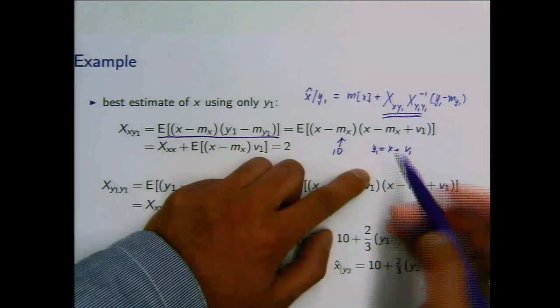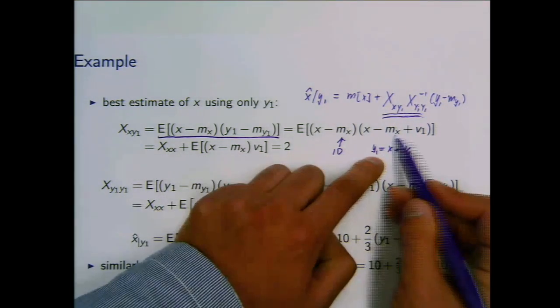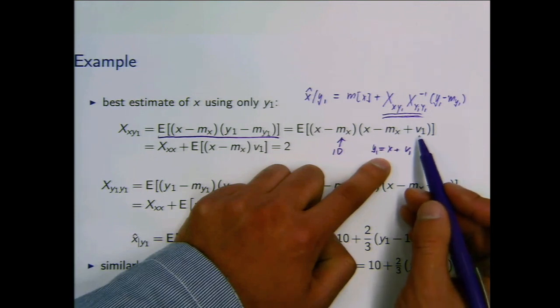This should also be pretty easy to obtain. It's going to be the mean of x plus v1.